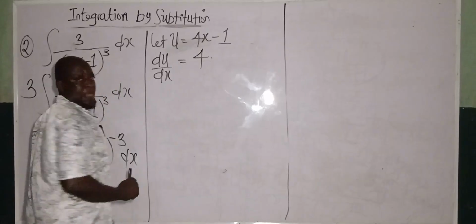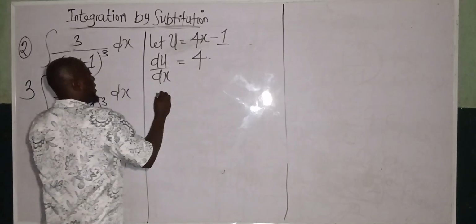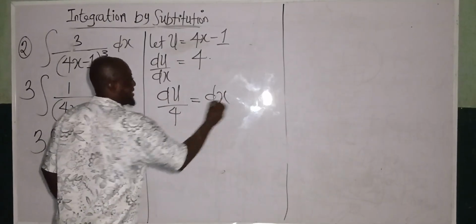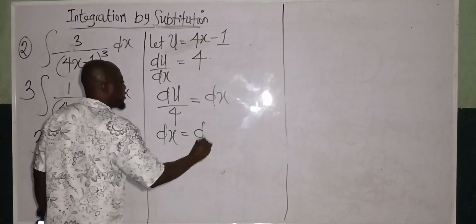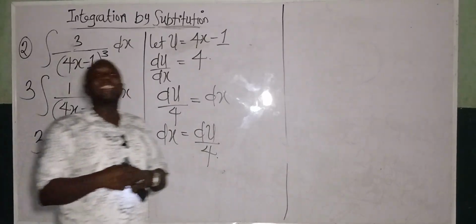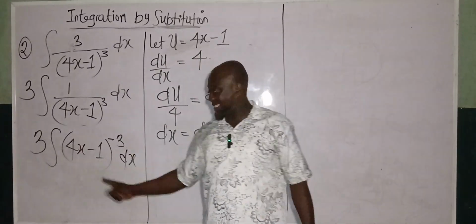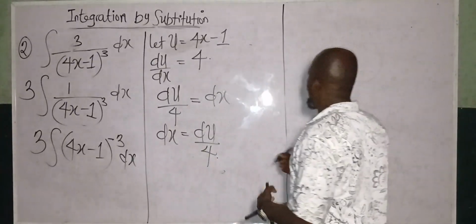From this point now, we are just going to interchange. Take this one here, bring this one here. So we have that du over 4 will give me dx. That's what we are having. So making dx the subject of the formula, this becomes du over 4. Now at this juncture, we want to make sure that we remove all the x here and here and introduce u. So how do we go about that?